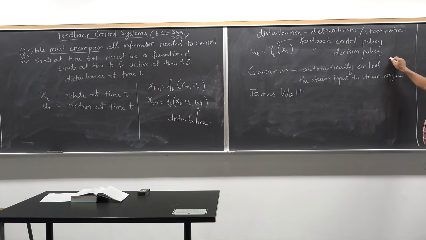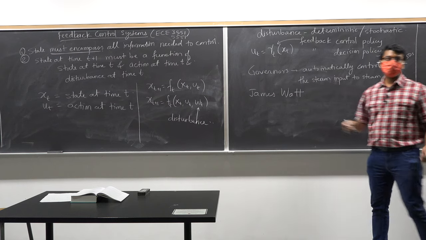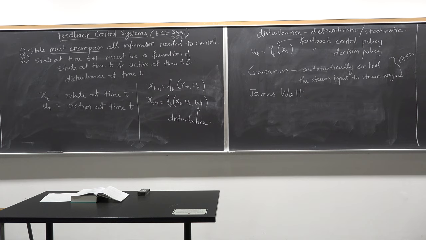Okay, so this was designed in the 1750s. I may be a little bit wrong about the date, but somewhere around the 1750s. Before that, there was an actual person who would figure out how much coal to put in the furnace to run the steam engine. There used to be a lot of accidents because people can miscalculate. So what James Watt did was he came up with a way to measure the rotational speed of the engine and use that to figure out how much steam to let into the engine versus how much steam to let out of the engine. That was known as the governor. It automatically controlled the steam input to the steam engine, and it was one of the first feedback control systems.